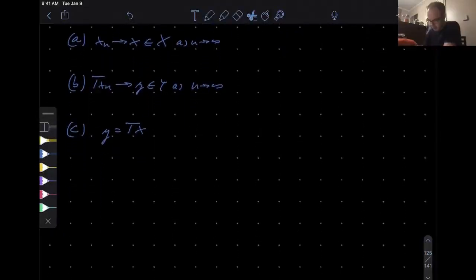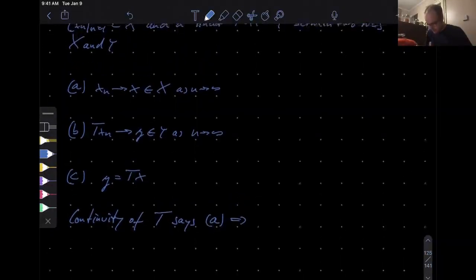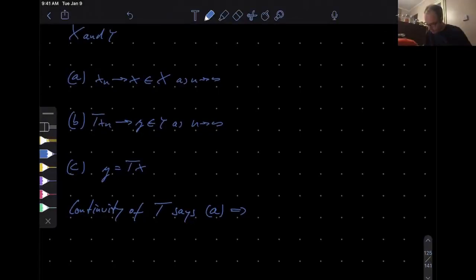Right? So now, what do we know so far in this class? Well, continuity of T says what? If I have A and a continuous linear transformation, hence a bounded linear transformation, then this implies B plus C, right? Because continuity simply says if you have x_n going to x, then T x_n is going to T of x, and that is precisely here B plus C. Okay, that's continuity. So that is old, right?